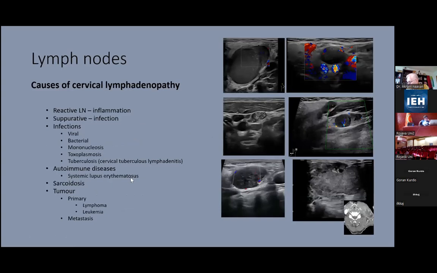There are different causes for lymphadenopathy. Reactive lymph nodes, as a response to inflammation, or suppurative when you have an infection. Infections might be viral, bacterial, mononucleosis, toxoplasmosis, or tuberculosis. In autoimmune diseases, such as systemic lupus erythematosus, in sarcoidosis, and tumors, which might be primary tumors like lymphomas, leukemias, or metastasis. And here you have different patients, metastatic lymph nodes.